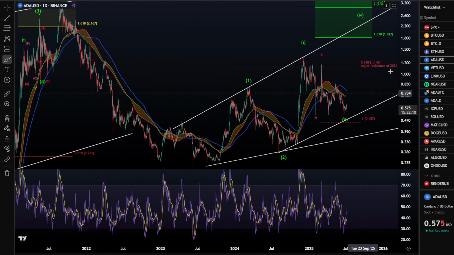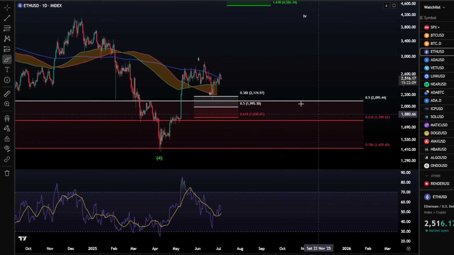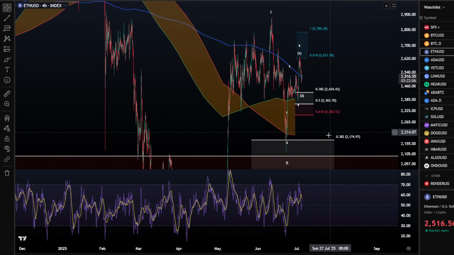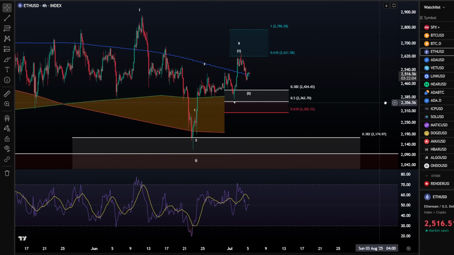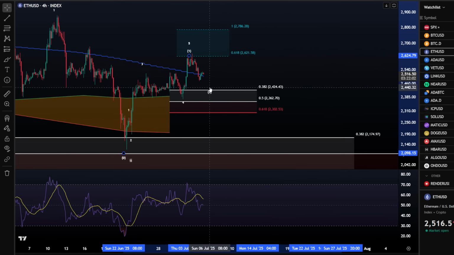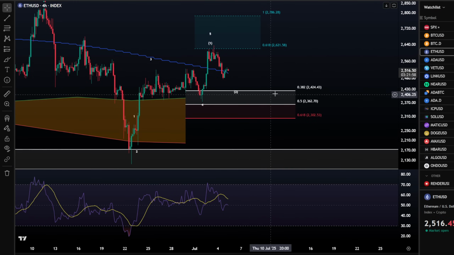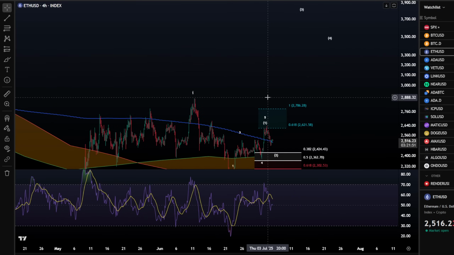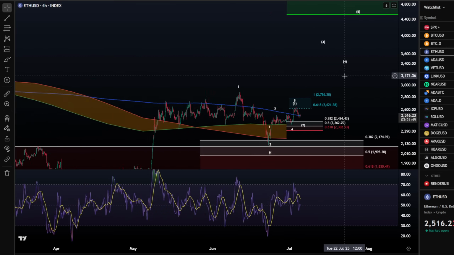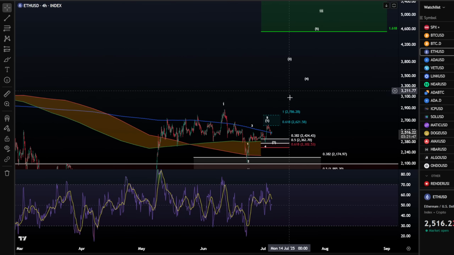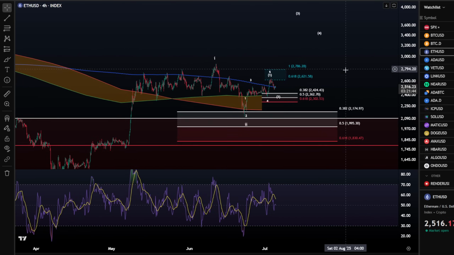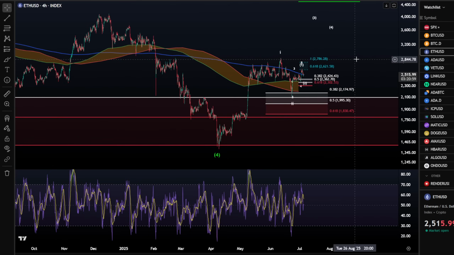And I could talk about Ethereum as well if you really want to. I could go in the 4-hour right here. As you can see, we are still trying to get the second wave. And once we get the second wave, which by the way should get between, let's say, the 0.382 support level and maybe the 50% support level, we're gonna get the third wave of the third wave over here. I could give you a target for this, but there's not really any point in doing that right now. And that's all I have.